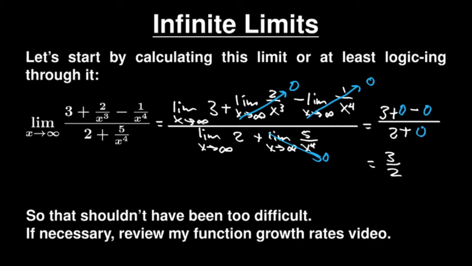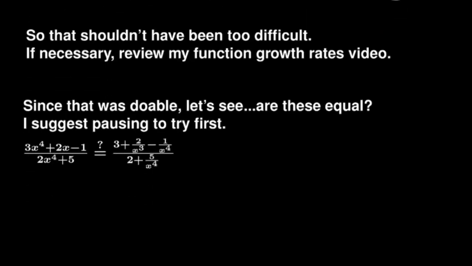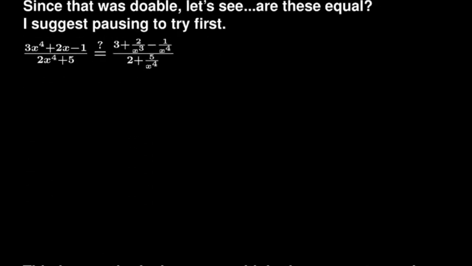So, this shouldn't have been too difficult. If necessary, again, review that video that I mentioned. That'll help with logicking through some of this stuff. So 3 over 2, that's what we get. And yeah, let's move on and try some other stuff. Since we saw that was doable, let's just try this. Are these equal? I suggest trying to do this on your own first. Just pause the video, I'll give you a few seconds.